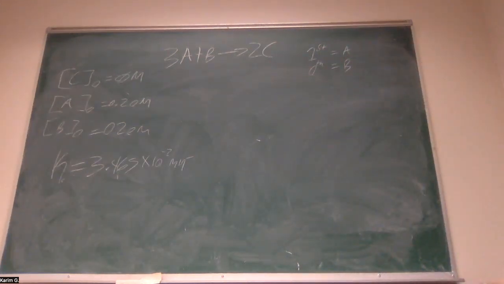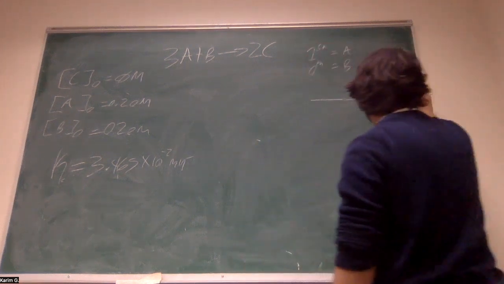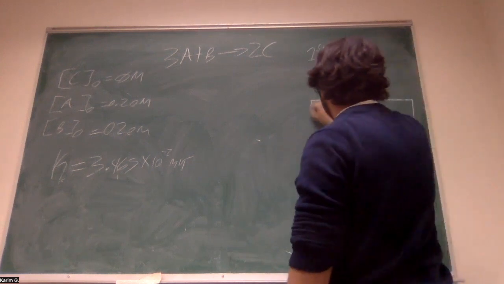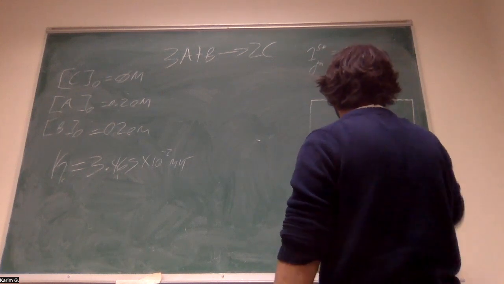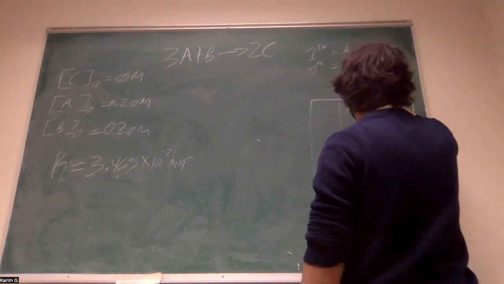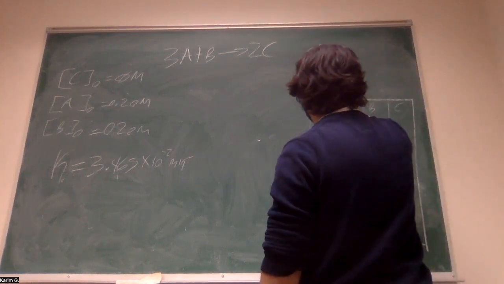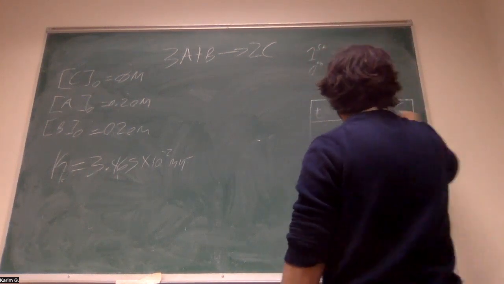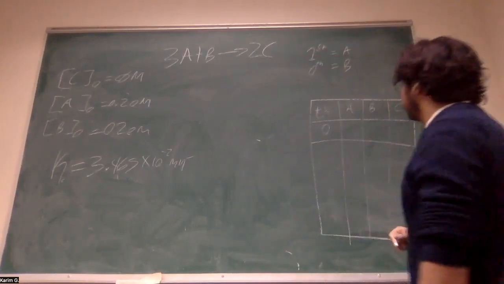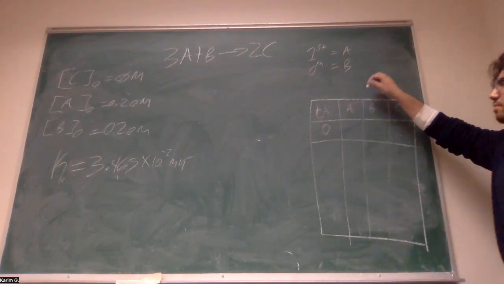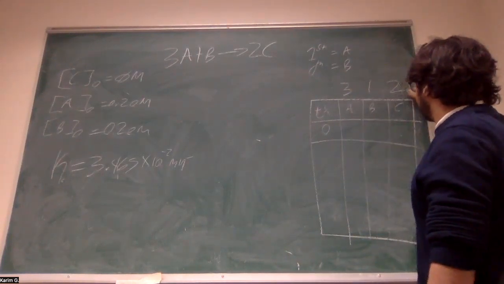What would I have to do first in order to plot this? The little table. This is A, B, and C, and this right here gives us our half-life. We start at 0, and I'm going to write the coefficients up here: 3, 1, 2.